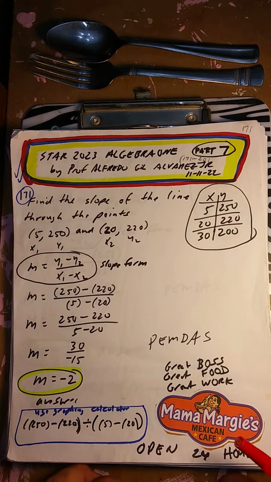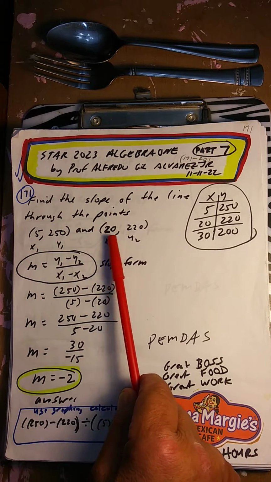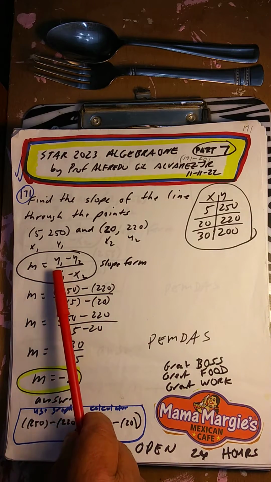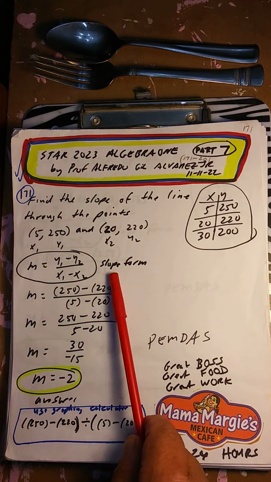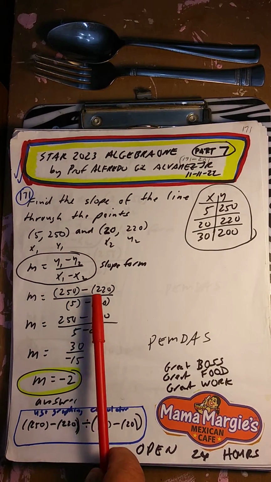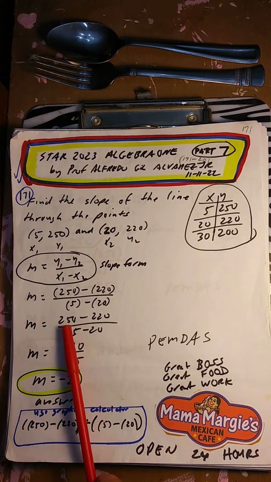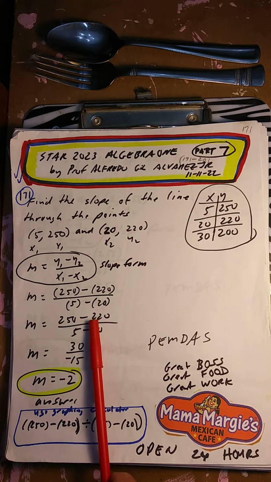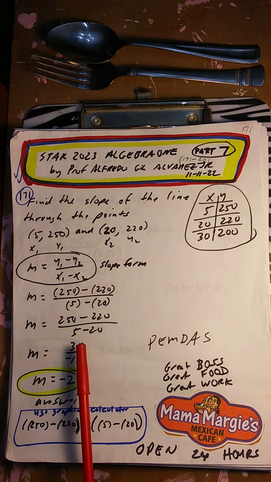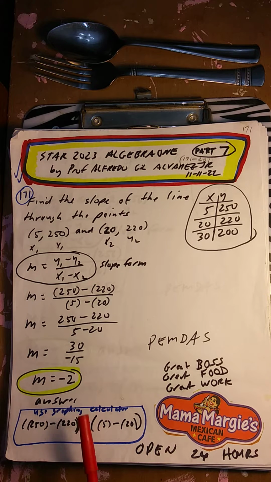So now, find the slope of the line through the 2 points: 5, 250 and 20, 220. Slope formula: y1 minus y2 over x1 minus x2. Put the numbers in there. 250 minus 220 on the top, and 5 minus 20 on the bottom. So 250 minus 220 gives you 30, divided by negative 15, and 30 divided by negative 15 is negative 2.